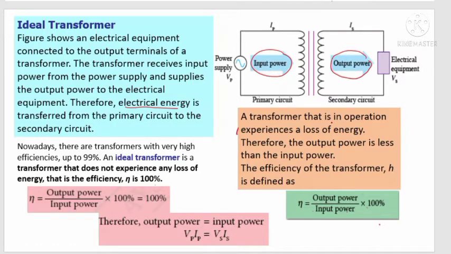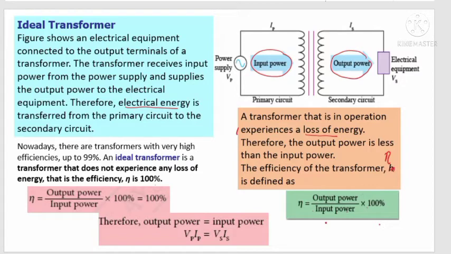A transformer that is in operation experiences loss of energy. Therefore, output power is less than input power. So this measures the efficiency of the transformer. The symbol is this one.